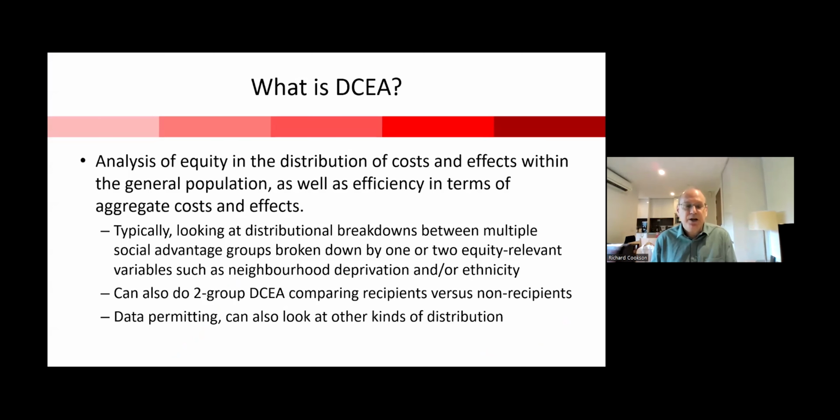What is it? Well, it's analysis of equity in the distribution of costs and effects within the general population, as well as efficiency in terms of aggregate costs and effects. I emphasize general population. Equity is about the whole of the country, not just about differences within one particular disease group. Typically, we're talking about breakdowns between social advantage groups, such as deprivation, ethnicity. But you can also do two-group DCA when you just compare recipients, so you think of disadvantage in some way, versus non-recipients, everyone else. Very simple version. And there's other things you can do. You can do other kinds of distribution if you want to, data permitting.